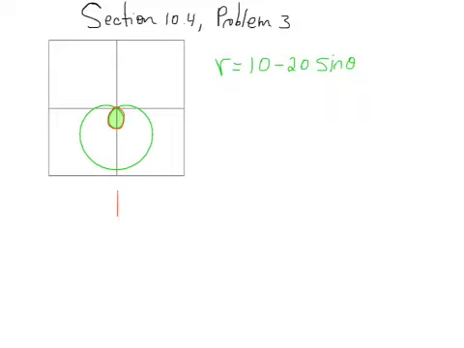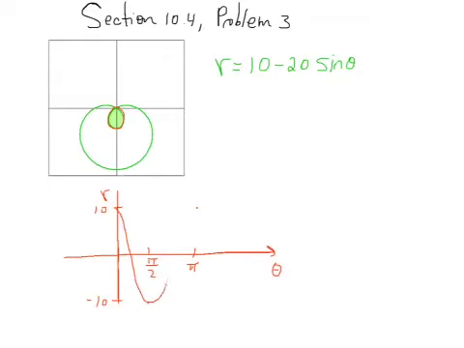Just so you can see what's going on here, if I were to graph the equation as a Cartesian equation, where I put r on my vertical axis and theta on my horizontal axis, well, this just looks like a sine curve. When theta is 0, r is 10, and when theta is pi over 2, r is 10 minus 20, so minus 10. And when theta is pi, r is 10 again, so it looks something like this.